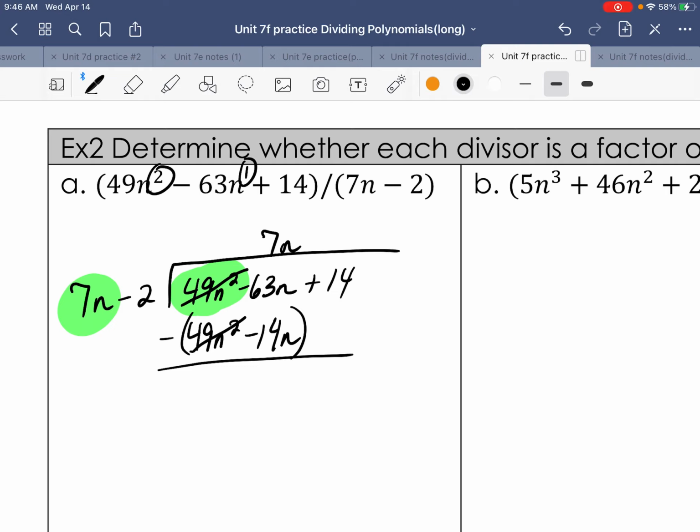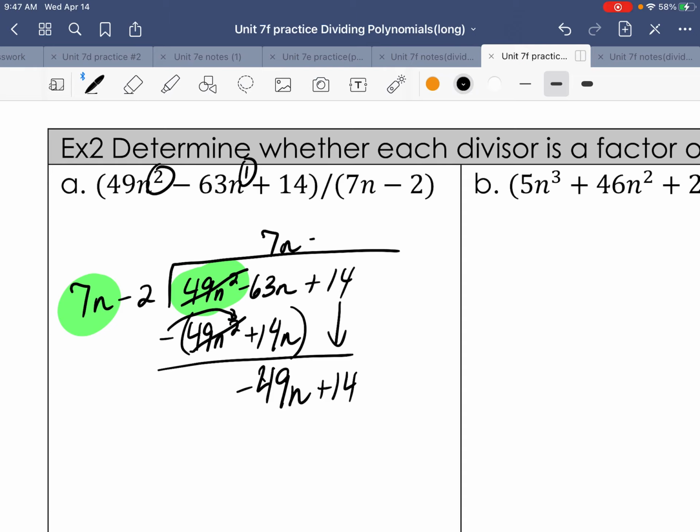So here we got to be careful of our negatives. So minus a negative 14. So negative 63n minus a negative, so that's like plus. So you want to distribute that in. You certainly can and make it plus, if that helps you think about this, and that's 49n, negative 49n. Bring down your next term.